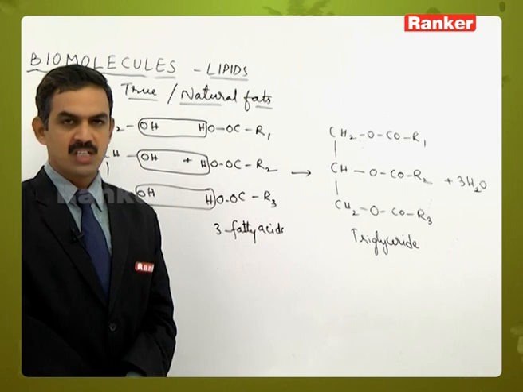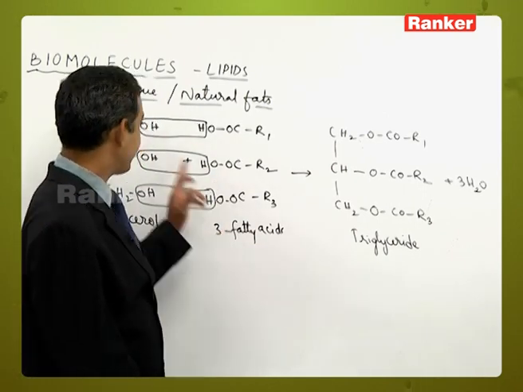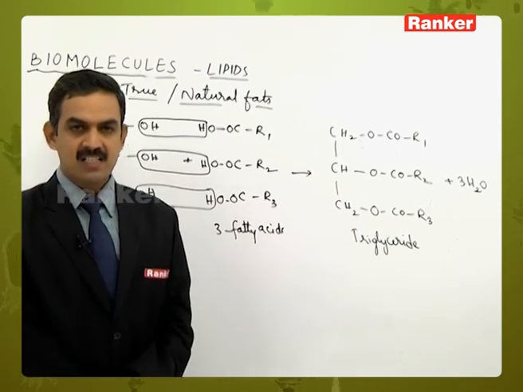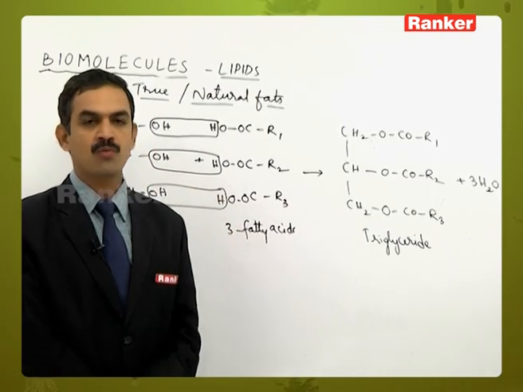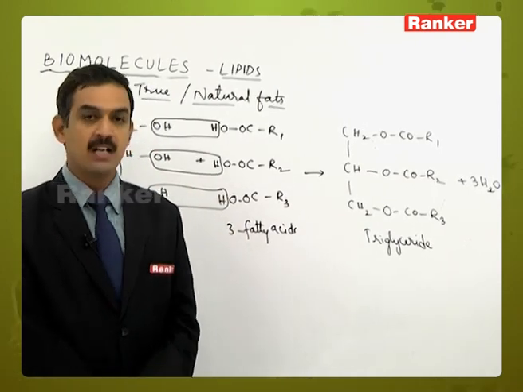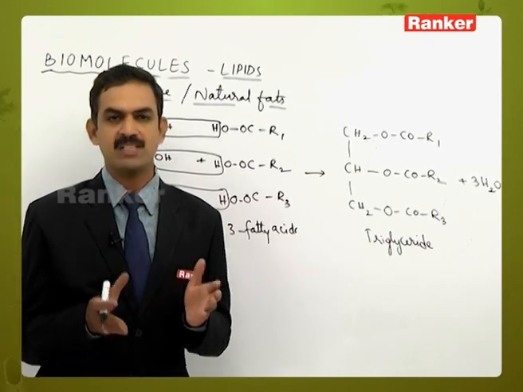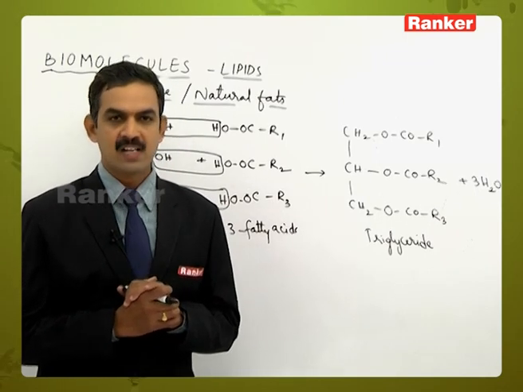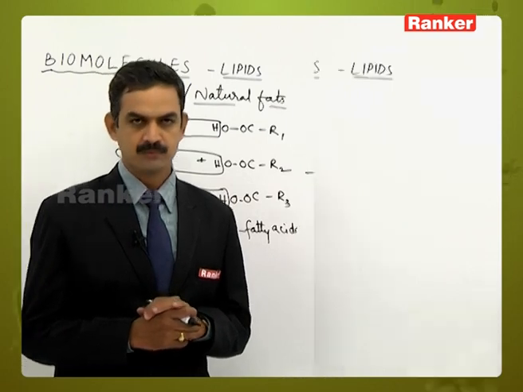Whereas if a monoglyceride has to be formed, only 1 fatty acid is esterified to the 1 glycerol molecule. If a diglyceride has to be formed, 2 molecules of fatty acids are esterified to 1 molecule of glycerol. Likewise, based on the number of fatty acid molecules participating in the esterification process, monoglycerides, diglycerides or triglycerides are formed.